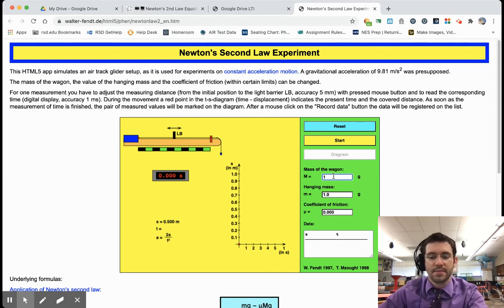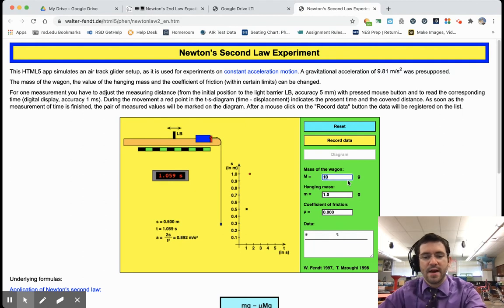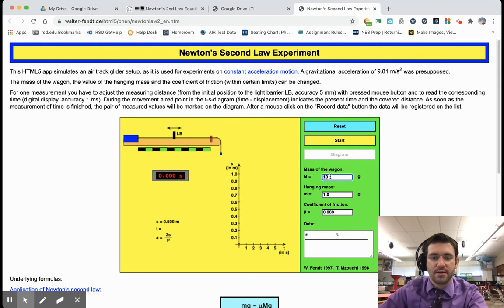So for this one, I can put in any mass I want in grams, and then I can click start, and it's going to show it move, and then it's going to calculate the acceleration for me right here. So I know my acceleration is 0.892 if my mass was 10 grams. Let's say my mass was 5 grams. So I reset, and then I can type in my new number, 5 grams, and then I can start. It shows me my acceleration is 1.635. So as I decrease the mass of this wagon, the acceleration increases.